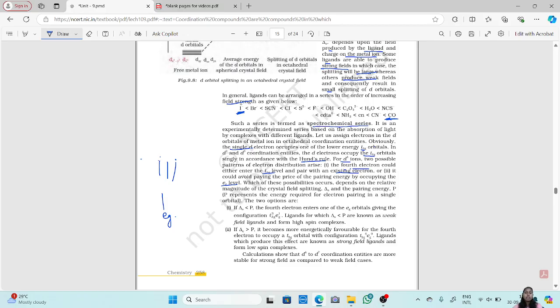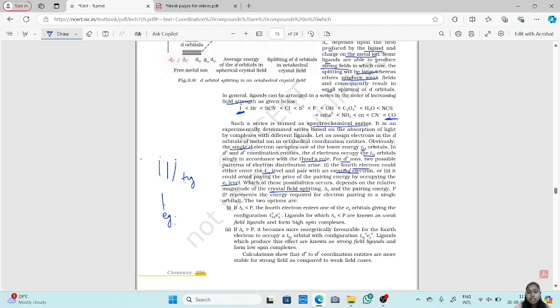Now which of these possibilities occurs depends on the relative magnitude of the crystal field splitting. Whether it will pair up in t2g or go and sit in the eg orbital will depend upon the magnitude of the crystal field splitting. The pairing energy P represents the energy required for electron pairing in a single orbital. Here we have two options: either it can pair up or it can go to the eg orbital, depending upon the magnitude of the crystal field splitting.